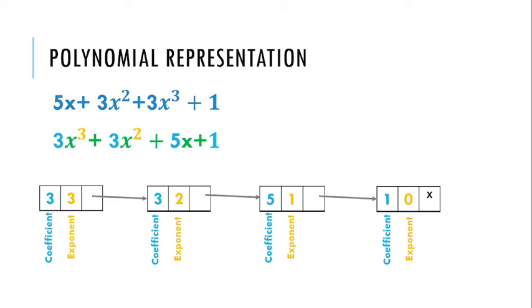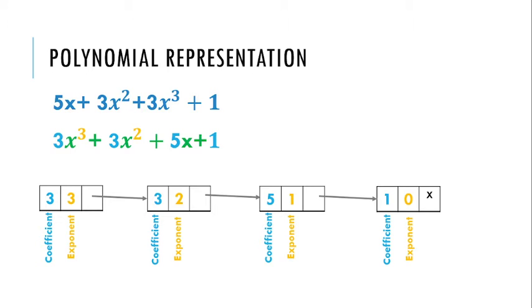Now we will see how to represent a polynomial using linked list. So in our example, the polynomial has four terms: 3x cube, 3x square, 5x, 1. We are going to represent this polynomial as a linked list. In the list, we require four nodes. Each node represents each term of the polynomial. So, the first term of the polynomial is represented by the first node of our linked list.